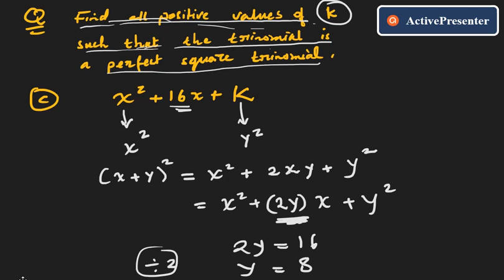So what is k? k is y squared, right? k is y squared. So this gives us that k equals y squared, which is equal to 64. Focus on this, you may understand it better. Read it again and again and you will understand. I will give you another example.